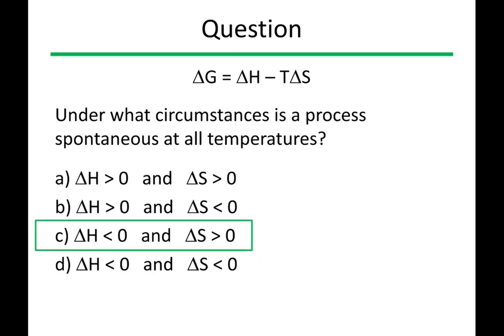So to be spontaneous at all temperatures, delta G has to be negative. And for this to happen, delta H would have to be negative. And for this whole term to be negative, since the sign in front of temperature is negative, delta S has to be positive for this whole term to be negative. So if delta H is negative and delta S is positive, delta G will always be negative, and always be spontaneous.